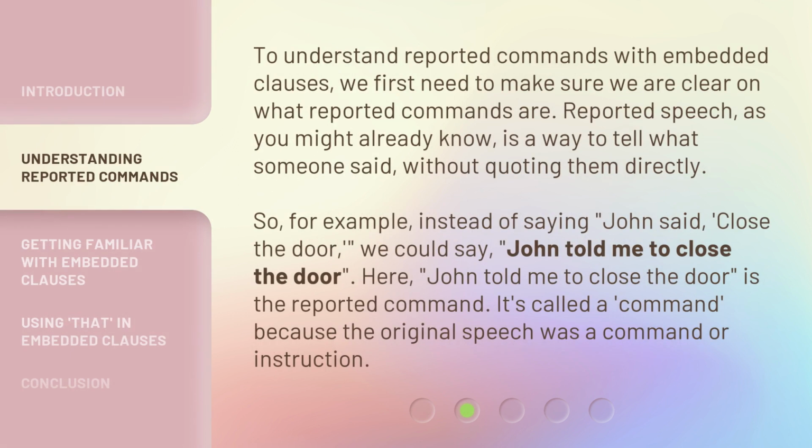To understand reported commands with embedded clauses, we first need to make sure we are clear on what reported commands are. Reported speech, as you might already know, is a way to tell what someone said, without quoting them directly. So, for example, instead of saying, "John said, close the door," we could say, "John told me to close the door." Here, "John told me to close the door" is the reported command. It's called a command because the original speech was a command or instruction.